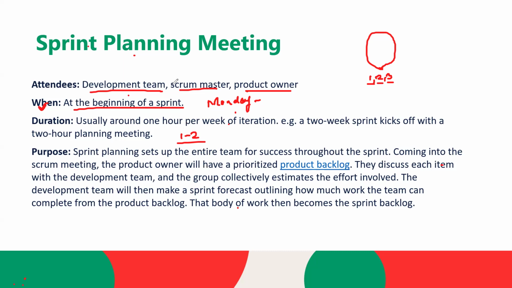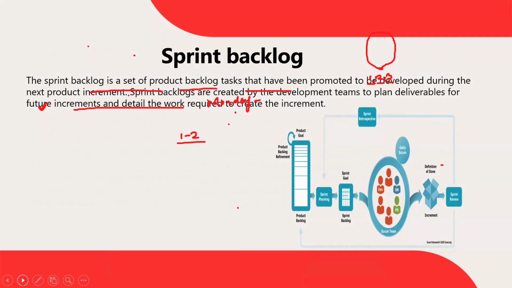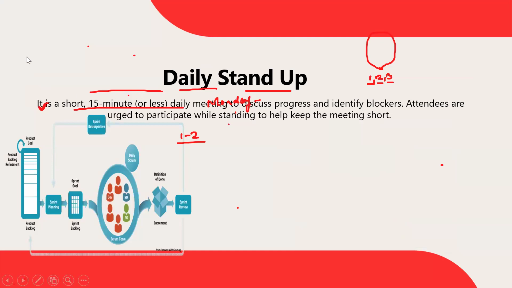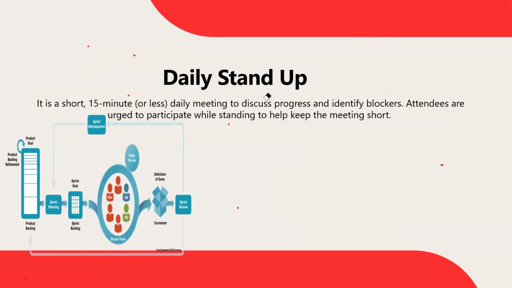Next we have the sprint backlog, which we already discussed. Then the daily stand-up. So the product goal or product backlog is already defined. Sprint planning is done. Sprint backlog is defined. Sprint goal is defined.